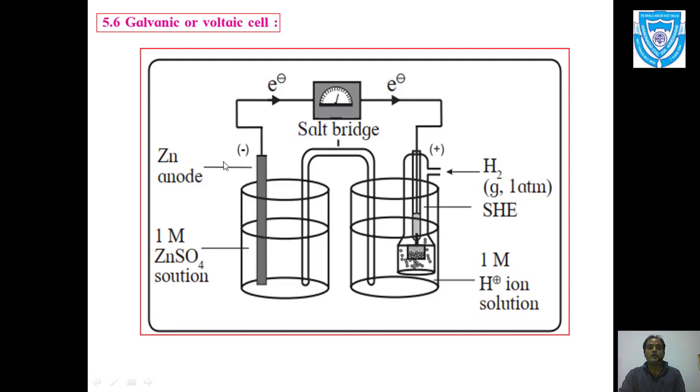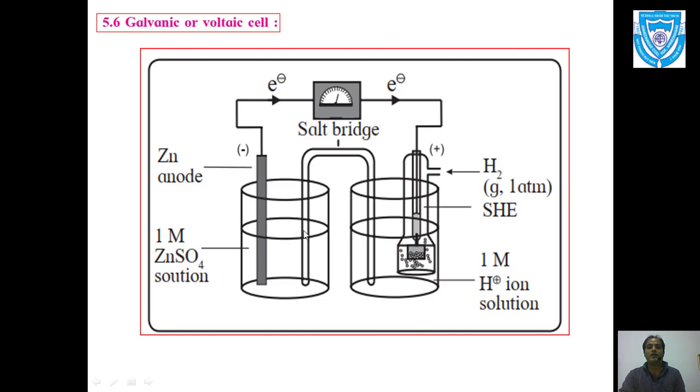So this is the half cell when zinc is dipped in zinc sulfate solution. This is the first cell, and the second half cell, that is the H plus hydrogen electrode, is dipped in the hydrogen ion solution. This is the second half cell. When two half cells are combined, they form a complete cell.